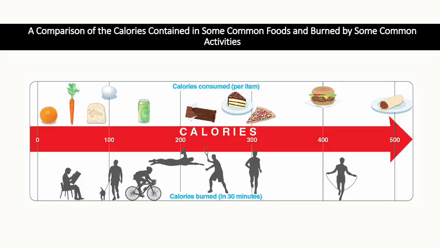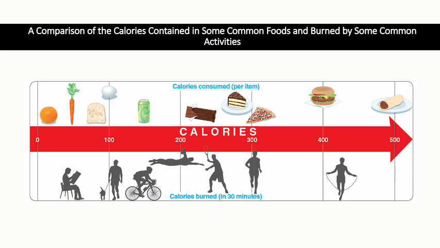As calories increase from left to right, you can see how different food compares to the amount of activity needed to burn the same amount of energy in about 30 minutes. On the lower end, foods like oranges and carrots or small pieces of bread contain relatively few calories, which is roughly equivalent to the energy your body uses just by sitting.